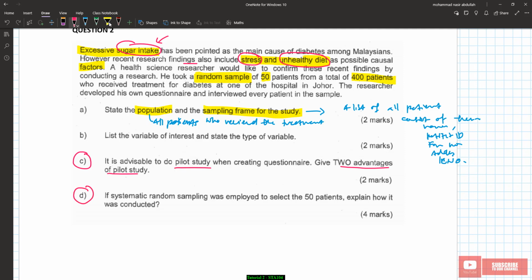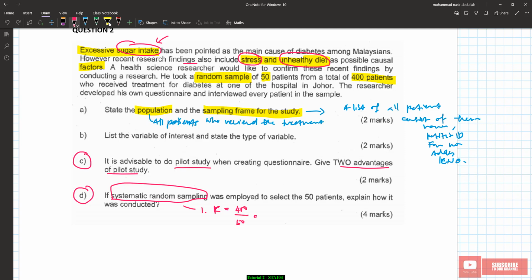Now D, if systematic random sampling was employed to select 50 patients, explain how it was conducted. So as I said last discussion, we need to put some point. First point is we need to calculate K value. Systematic random sampling kan. K value same goes to stratified sampling ataupun cluster random sampling. You no need to write an essay. You just give a point. So first step apa yang kena buat. Second step what is need to do. Right? Itu saja.